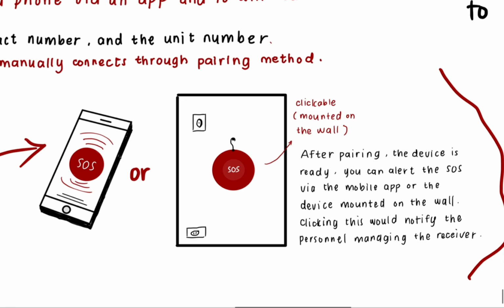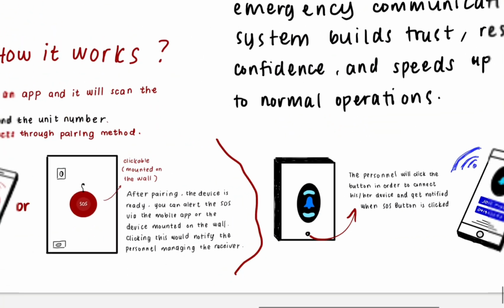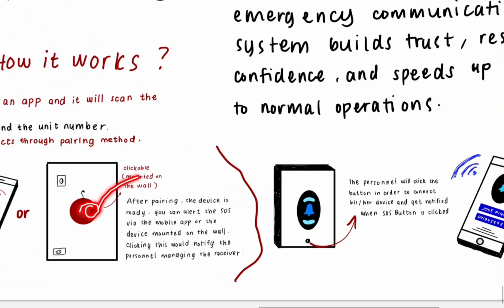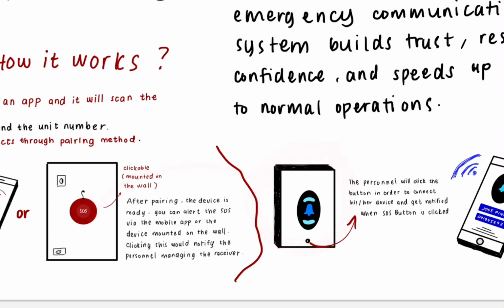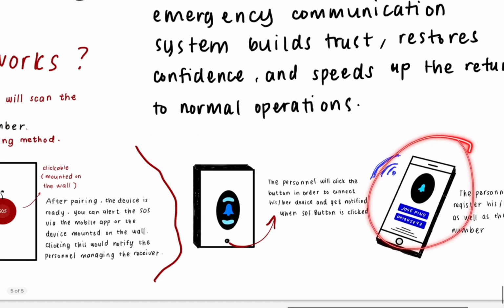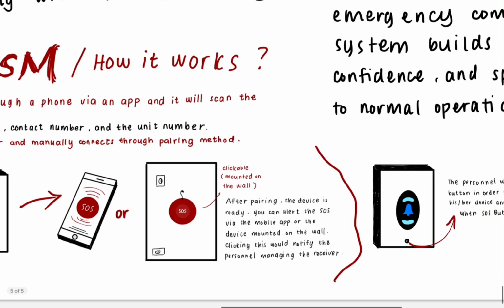So clicking this would notify the personnel managing the receiver. At ito yun. If you click this, this will be notified. This will have vibrations, sound, and directly will be notified on the personnel's phone na nag-indicate na kailangan nito ng tulong. Kailangan ng tenant ng tulong.